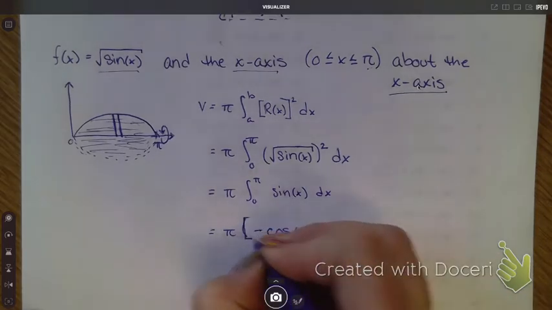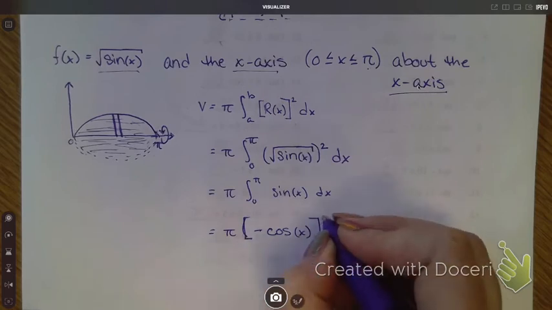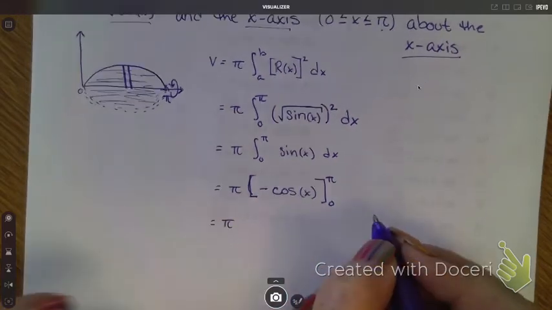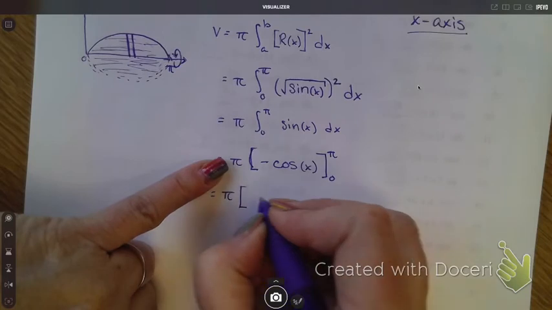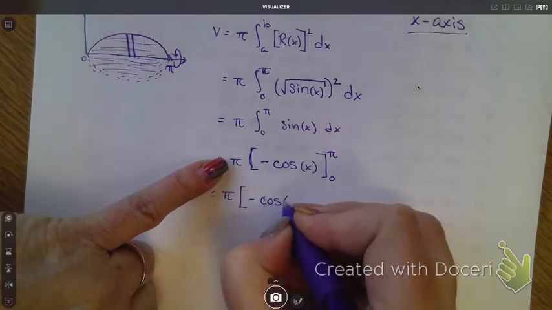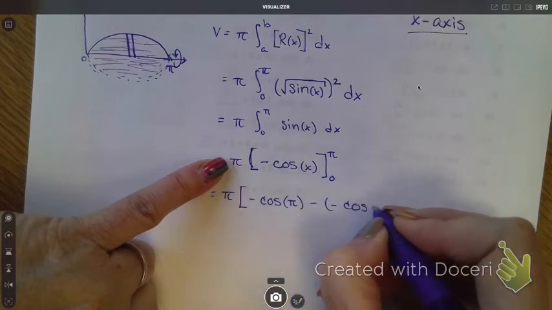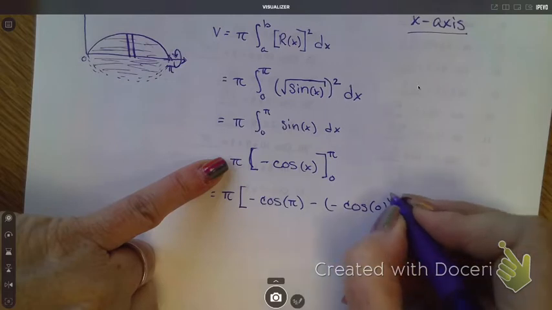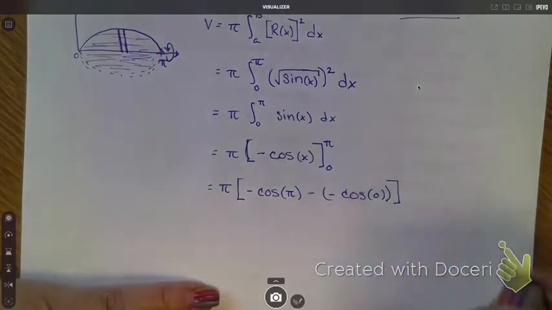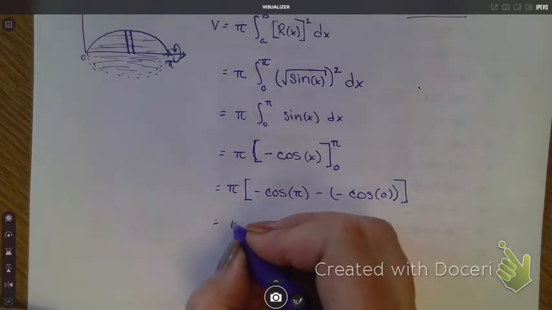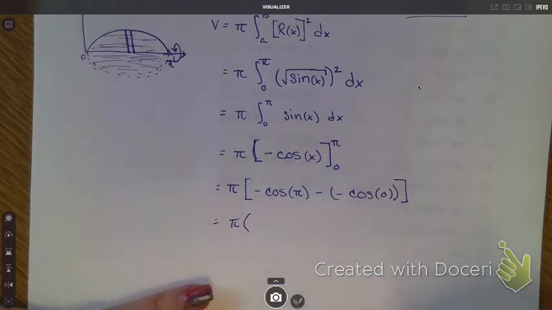From what to what? 0 to pi. So this pi is just sticking out here. So I have negative cosine of pi minus negative cosine of 0. Is that right? That's how I do definite integrals, isn't it? Yeah. So the cosine at pi is? I'm not done writing. Sorry.